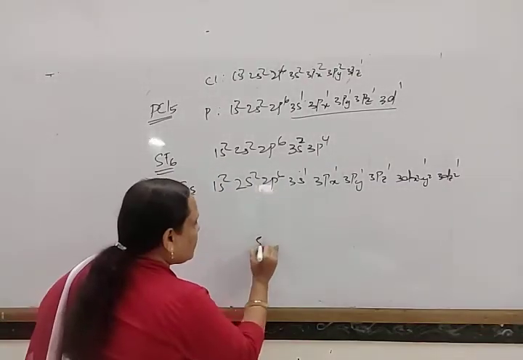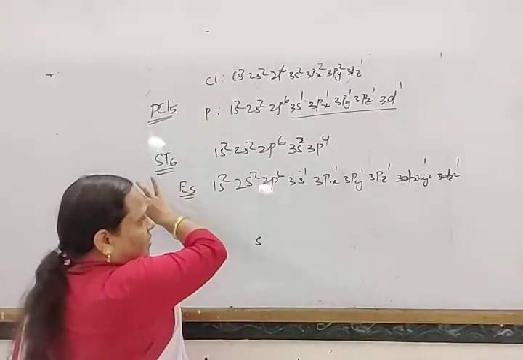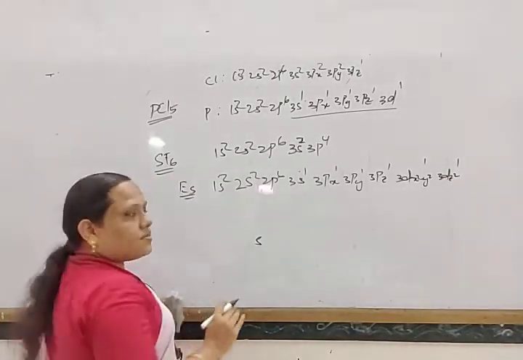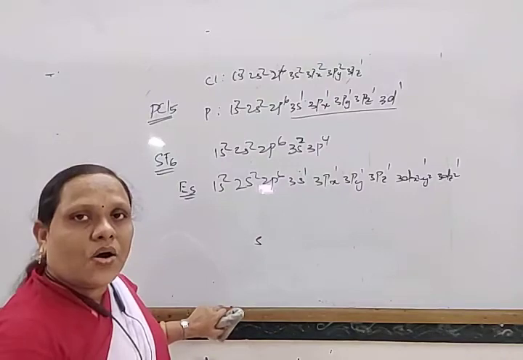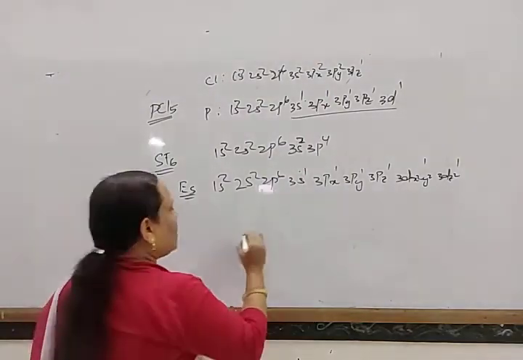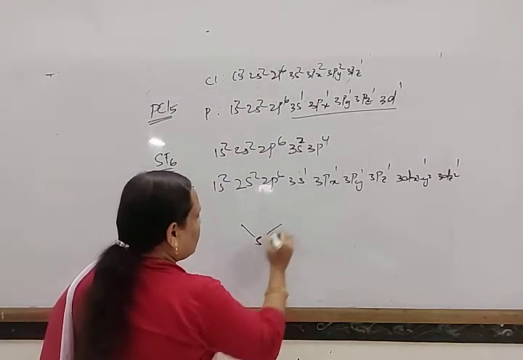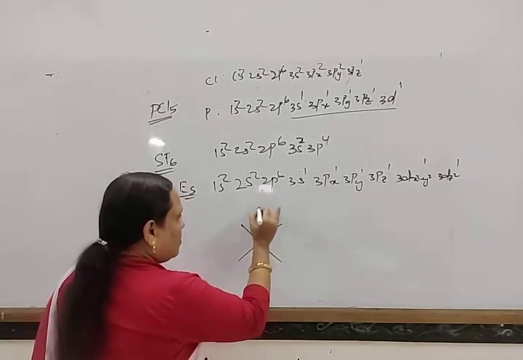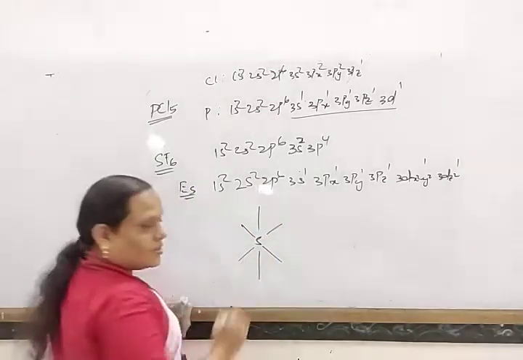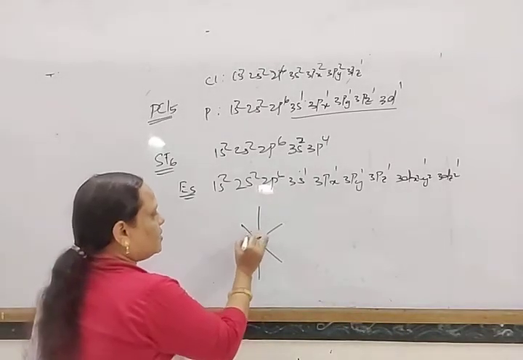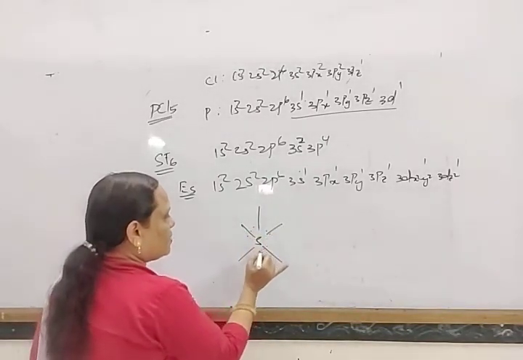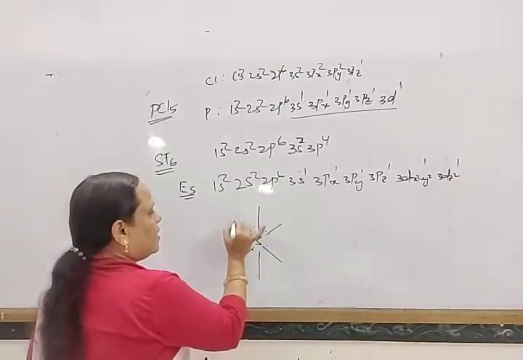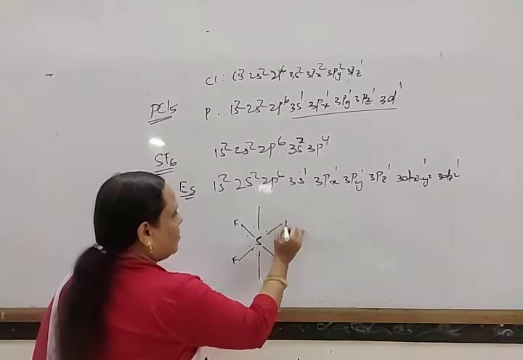As it is surrounded by only bond pair electrons, it has a regular octahedral shape. The shape becomes like this. Look here, this remains in a plane, and one remains above the plane and another remains below the plane. These are the bond pair electrons.